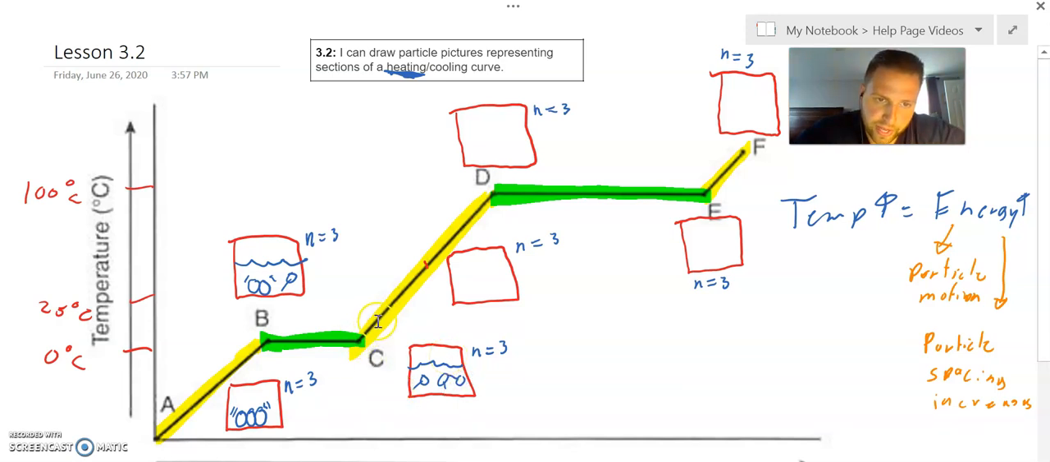As we follow up the line from point C, we see temps increasing, but there's no phase change. So we're going to draw a liquid again, but we're going to add whooshies to show that the temperature is increasing. All right, so now from this midpoint, we'll keep going to point D, and now we hit our next flat.